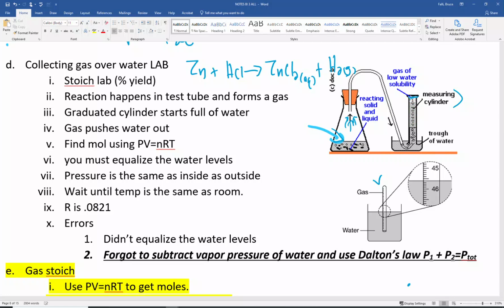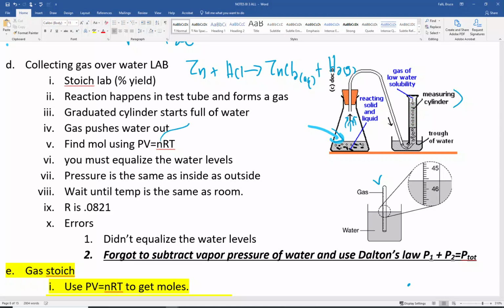So I start with a graduated cylinder full of water up to the tippity top. It's all water. So you fill it up with water, you invert it, make it upside down, and put it in a beaker. Okay. The gas is going to bubble up, and if it bubbles up, it pushes the water out. Okay. So we're going to find the moles of gas that form using PV equals nRT. Hey, there's our moles.